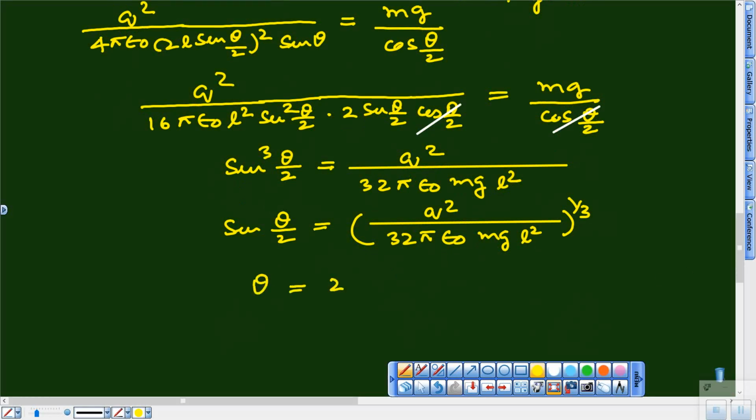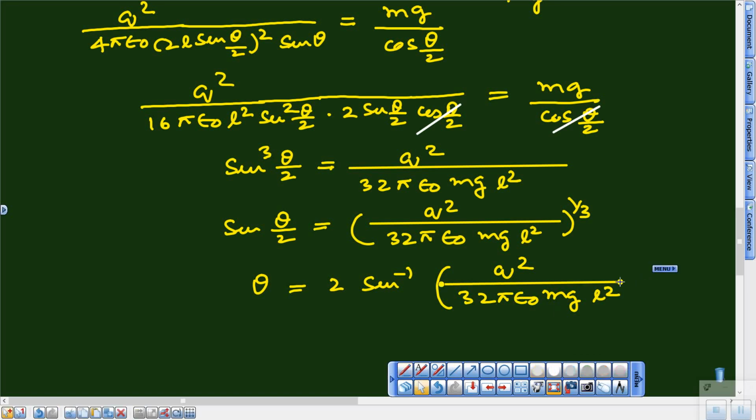and thus finally my theta is going to be 2 sine inverse of (Q square upon 32 pi epsilon naught mg L square) raised to the power 1 by 3. I can place the curly bracket to ensure that we are taking the sine inverse of this quantity, and that is the answer.